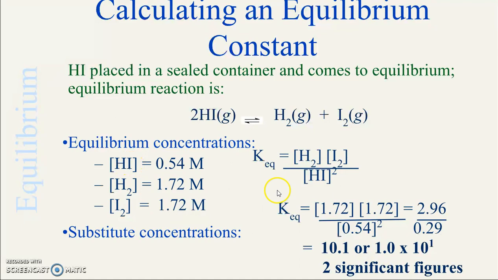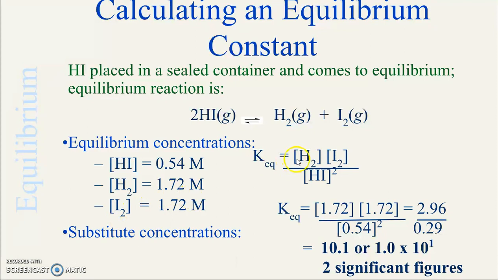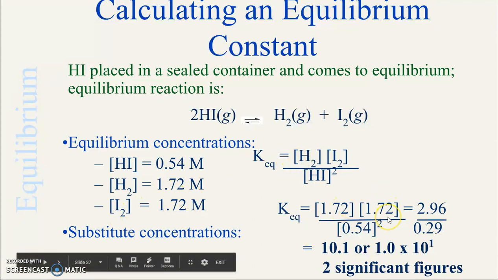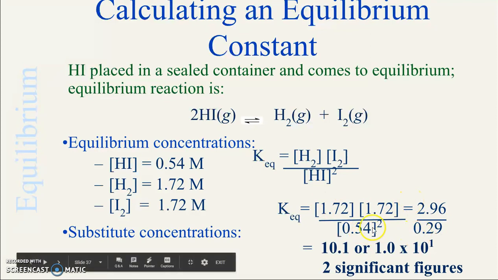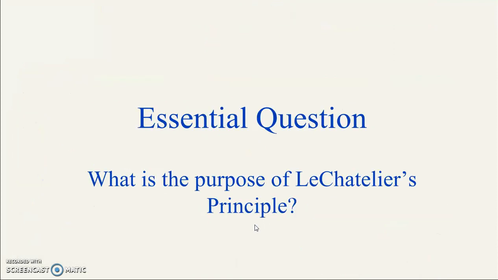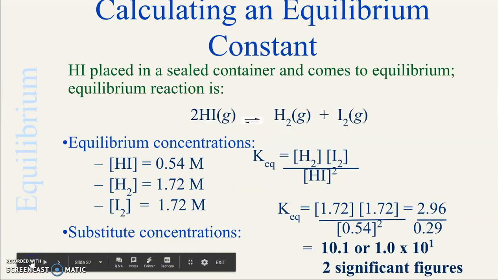So for HI, I'm going to plug in 0.54 to the second power. For the hydrogen and the iodine, they're both 1.72, so I'm going to plug those concentrations in, multiply those two, and then divide by 0.54 to the second power, and I get 10.1, or 1.0 times 10 to the 1, as my equilibrium constant. So what does that tell me in terms of the equilibrium?